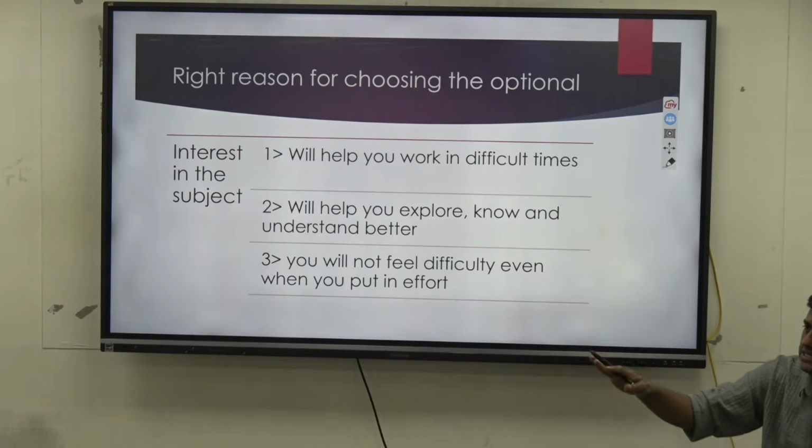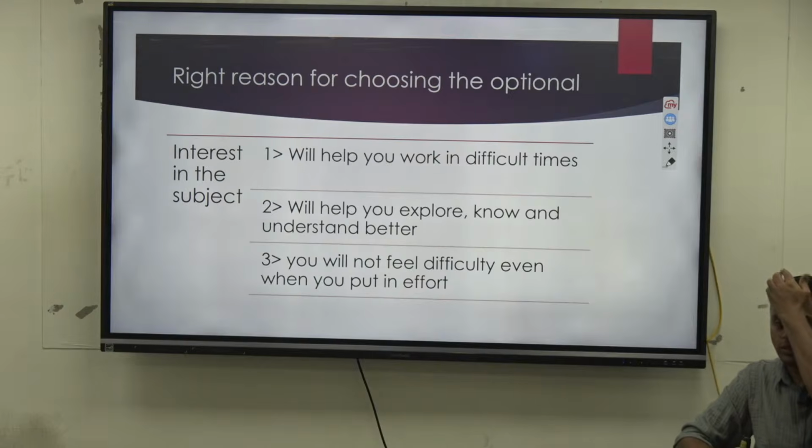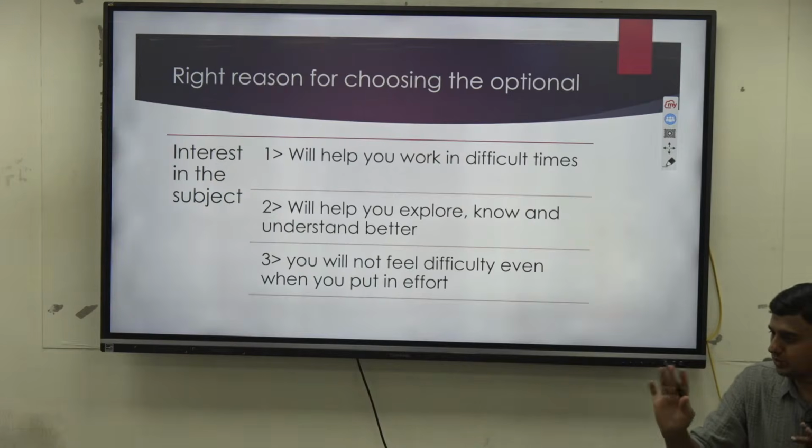So why does interest in the subject matter? I've already explained it, but let's go through it. The biggest challenge you have to understand is this. Let's say you choose an optional. Even if you give it in your first attempt at mains, minimum how many years should you have studied? At least 1.5 to 2 years you would have been in the process.